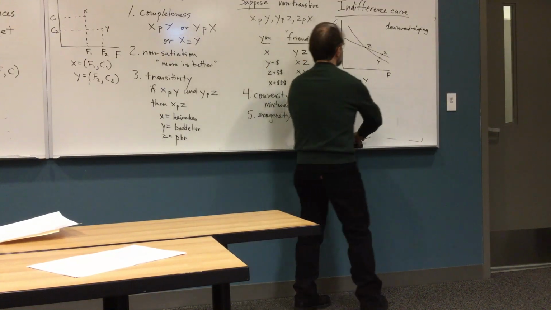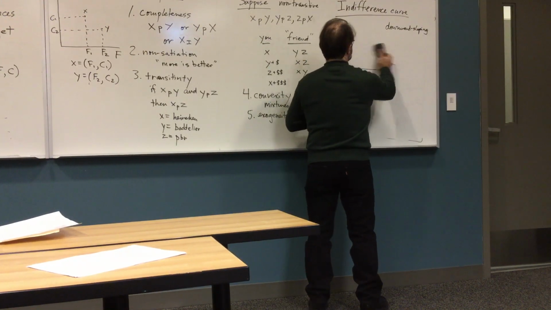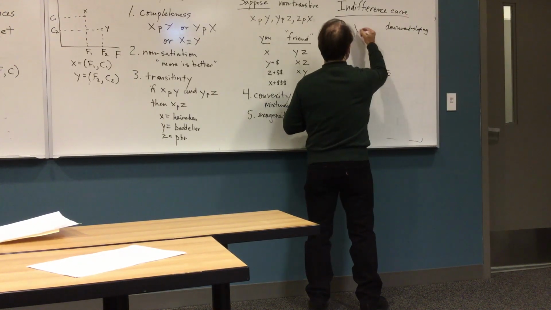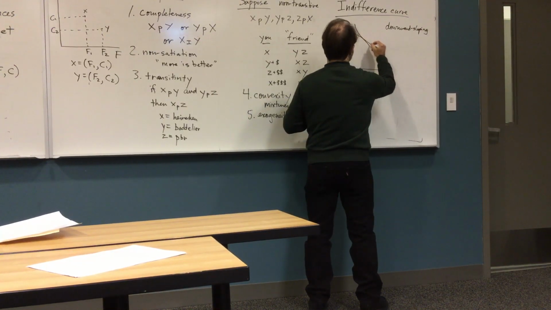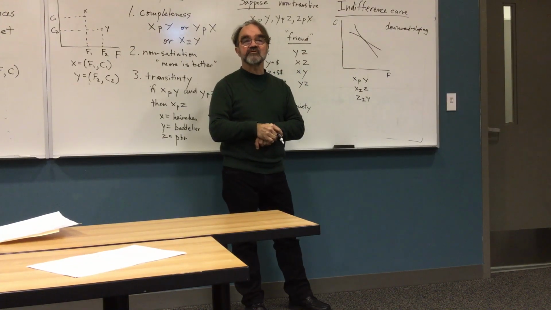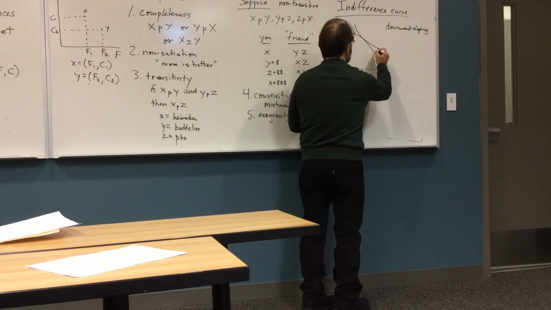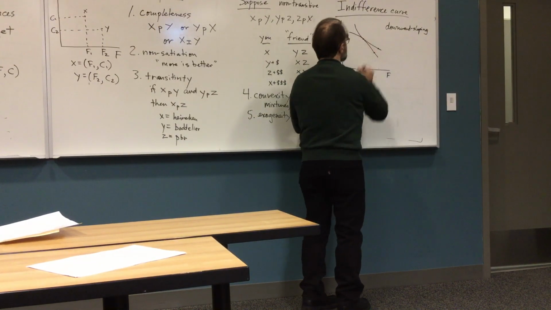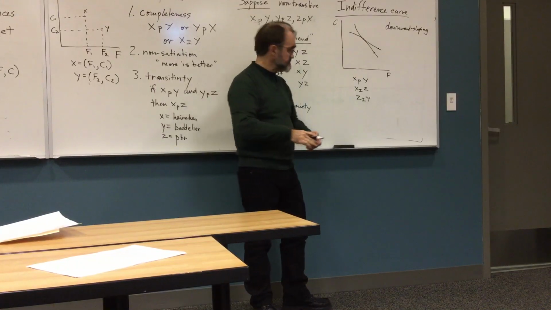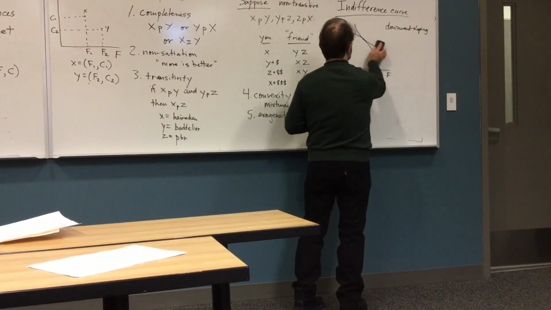Could they intersect in another way? The way I drew them, they're crossing. Suppose one looks like that and one looks like that. Is that possible? Also not possible, right? We can just make the same argument. Take a basket here and a basket here, compare it to that one. So indifference curves cannot touch each other.